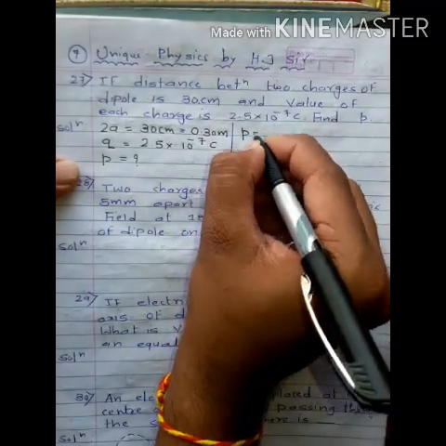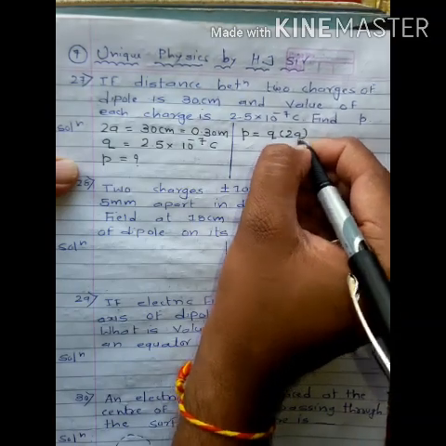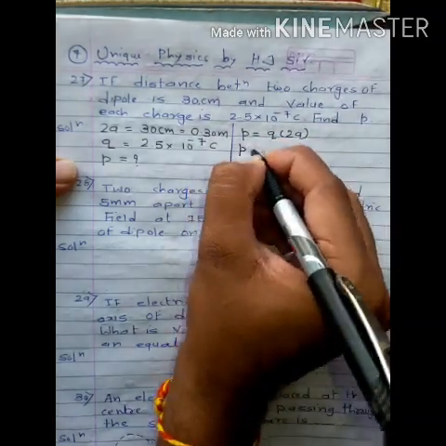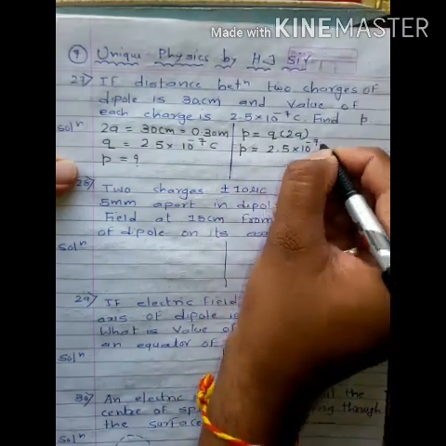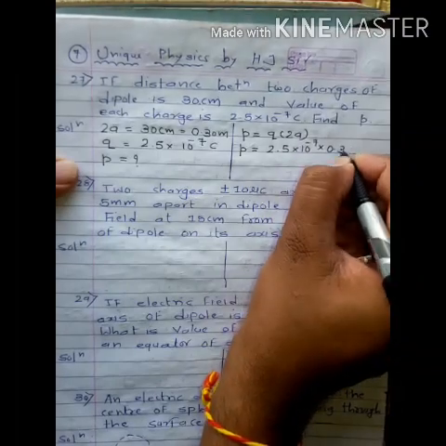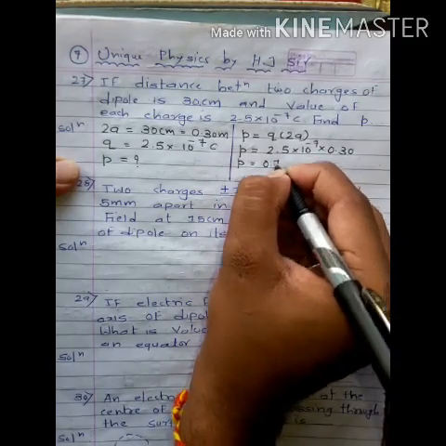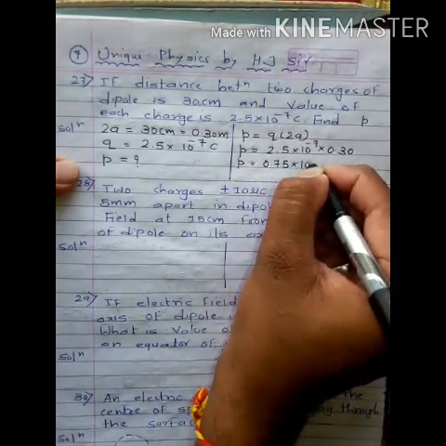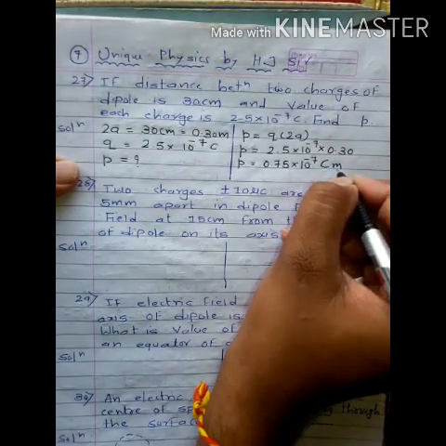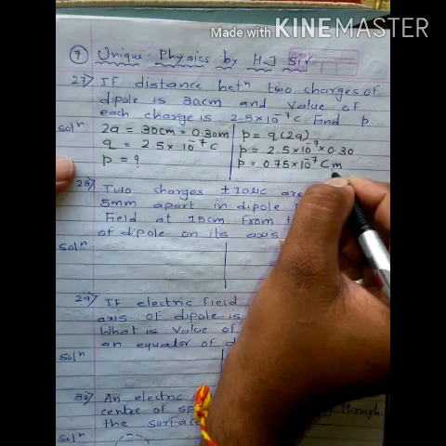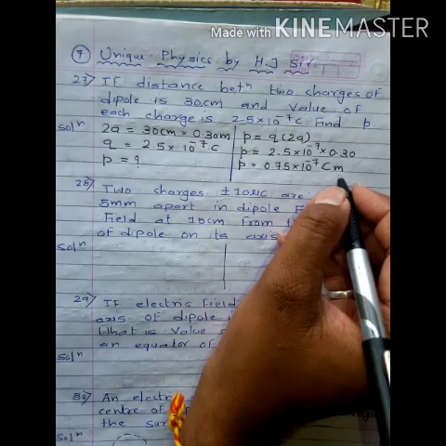We have the equation of dipole moment: P is equal to q into 2a. We already discussed this equation. So P is equal to charge 2.5 into 10 raised to minus 7, times distance 0.30. So our answer is dipole moment P is equal to 0.75 into 10 raised to minus 7. The unit of dipole moment is coulomb into meter. Remember this point: this is not centimeter, this is capital C, coulomb into meter. Next MCQ.